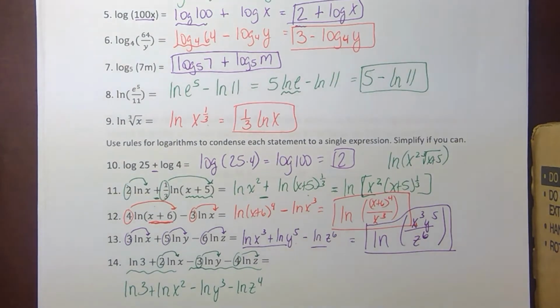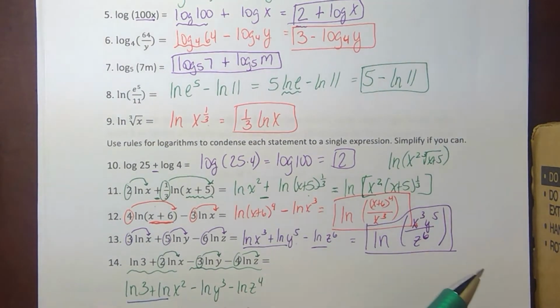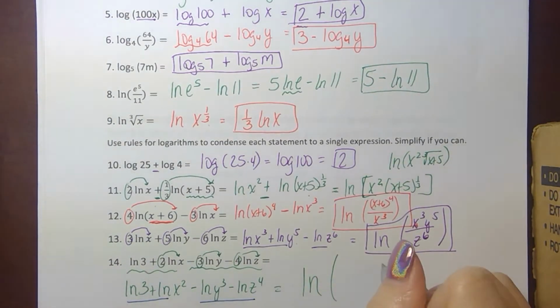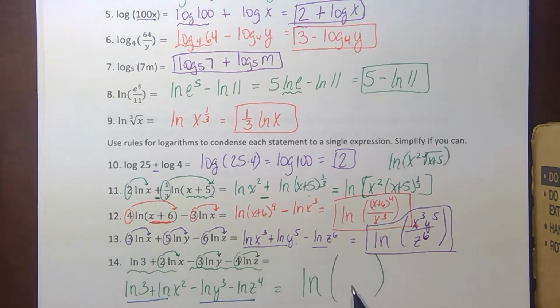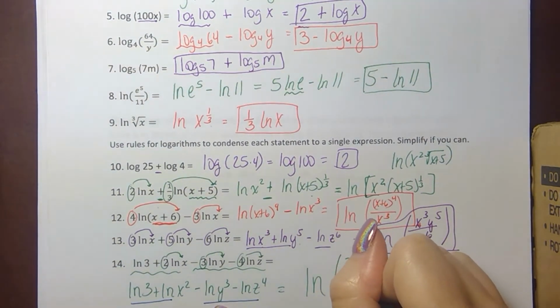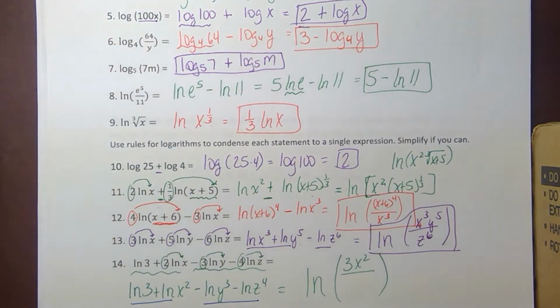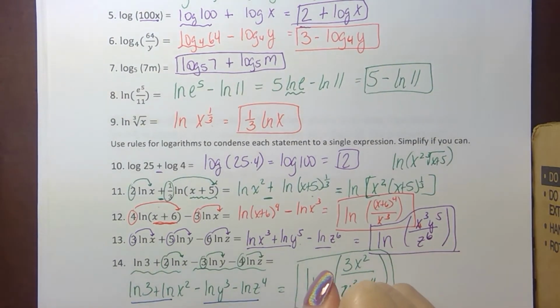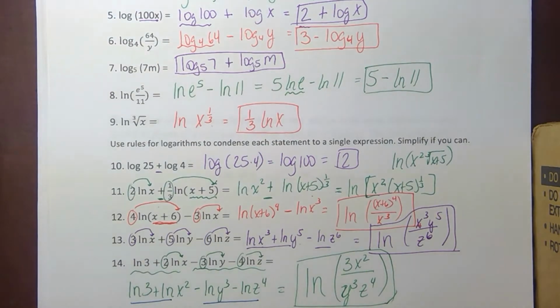Again, where I'm adding, that goes in the numerator. Where I'm subtracting, that goes in the denominator. So I have one natural log statement with an argument. In my argument in the numerator, I have 3x squared. In my argument in the denominator, I have y cubed z to the fourth. And that is completely condensed. None of those simplify. They just are what they are.